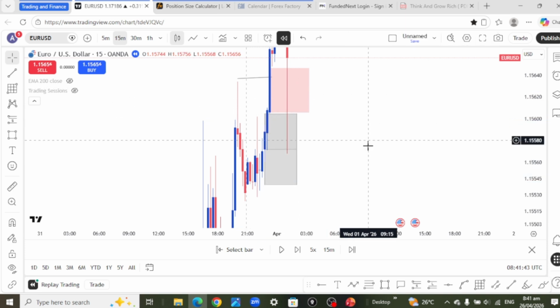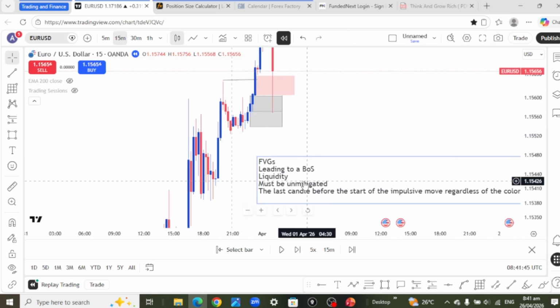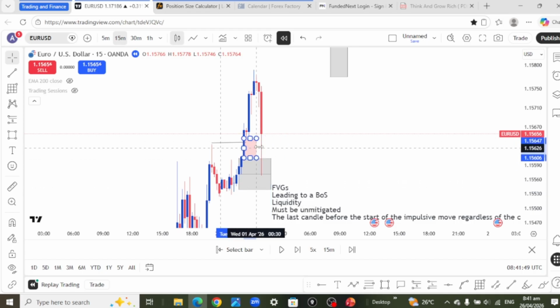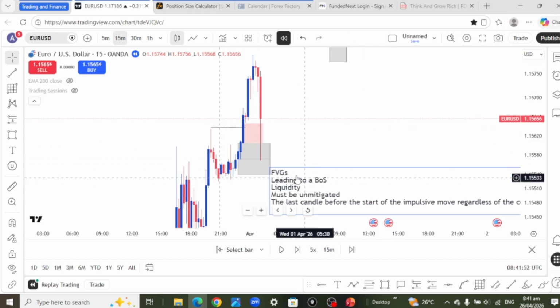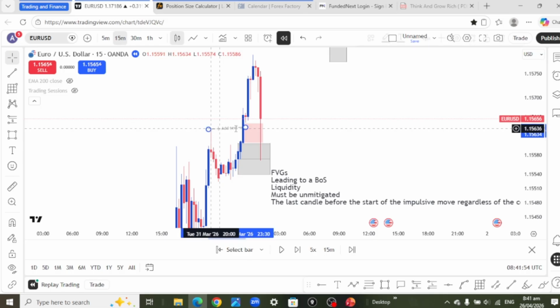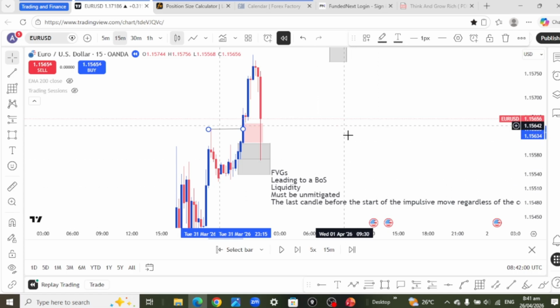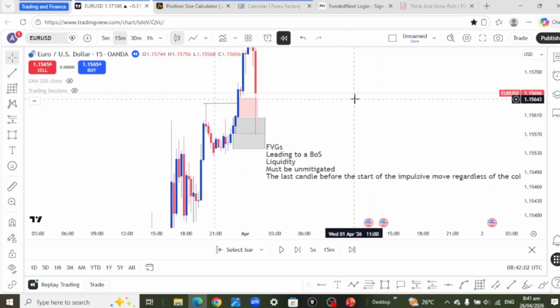Okay, that's our fair value gap, and all the conditions we are looking for. Number one is what? Fair value gap. The second point is what? It must lead to a break of structure, which we already have here. The third point is what? It must be unmitigated, and liquidity, and the last candle. So you can see that we have all these things.